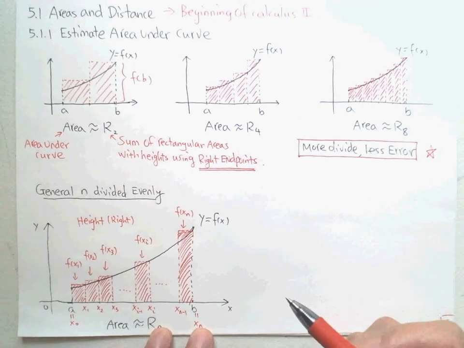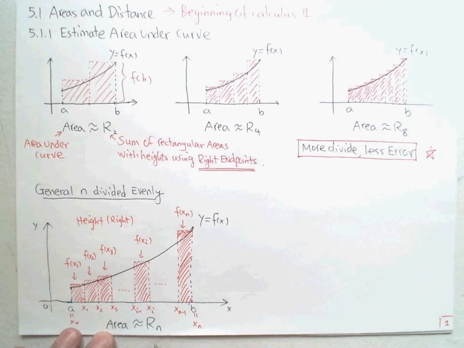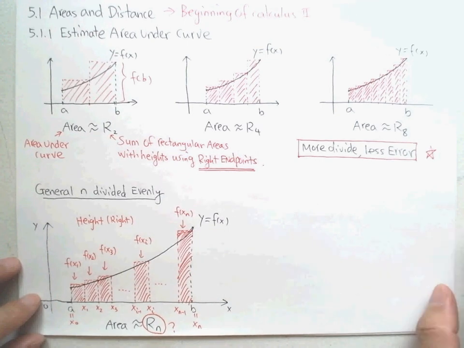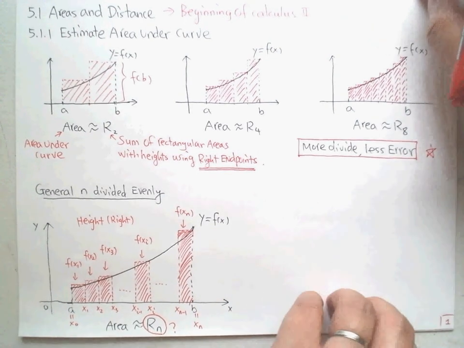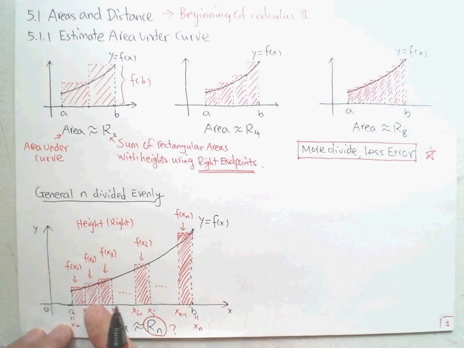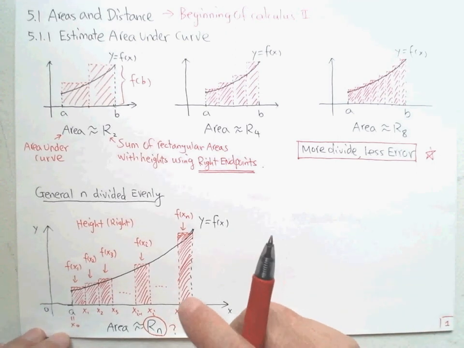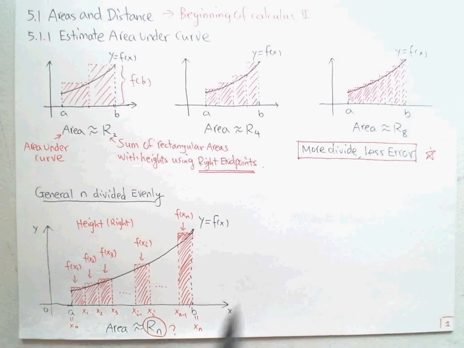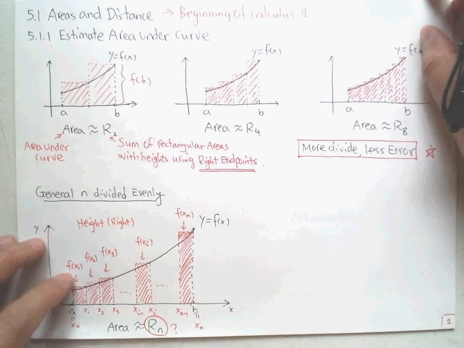So we have a question, and we already drew the graph. What is the formula for this? This is Rn, the right approximation. So we have a name: the sum of the areas of these small rectangles we call Rn. How do we find the formula? I will show the formula here.